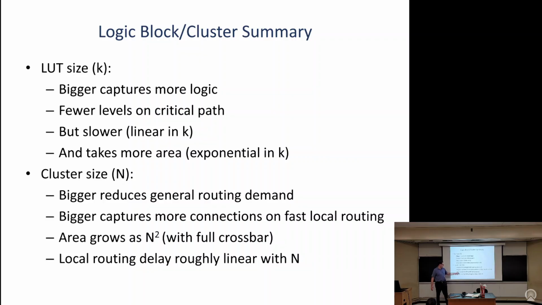If you don't use a full crossbar, you can reduce the constant in front of this, maybe even make it less than N squared, so you could push it a bit further. But in the study I just showed you, they use a full crossbar.